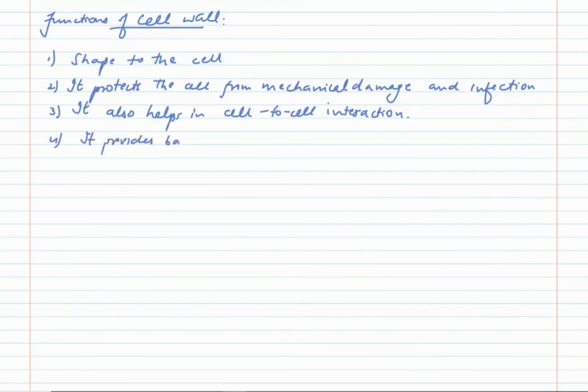It provides a barrier to undesirable macromolecules. So certain large molecules which are of no use to the plant cell or any cell that has a cell wall, the entry is prohibited by this barrier named as cell wall. Now, one function of cell wall is that cell wall is freely permeable. So it does not provide any barrier to the movement of substances such as ions, water, etc.